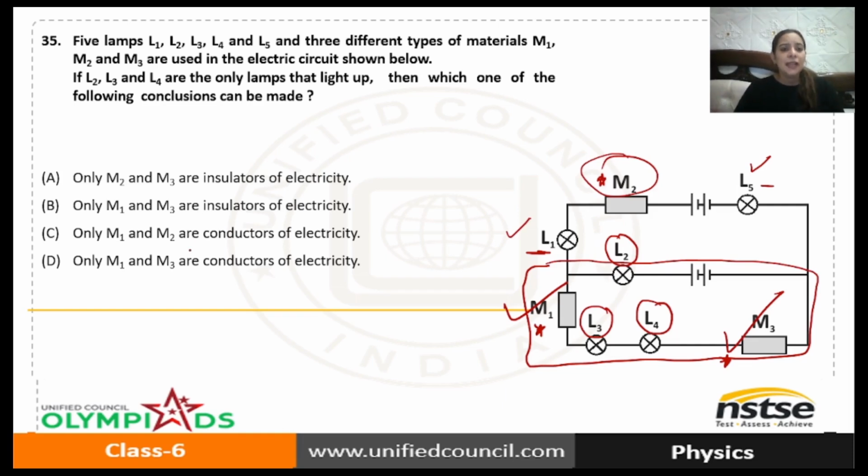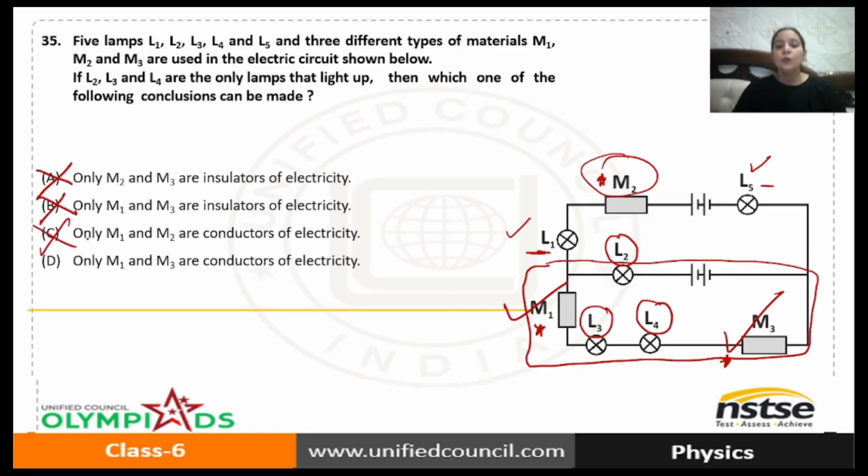So which of these would be correct? Option A states that M2 and M3 are insulators of electricity. No, M3 is not an insulator, because if M3 were, then L2, L3 and L4 would not glow. So wrong. M1 and M3 are insulators? No, they are not insulators, rather they are good conductors because they are completing the circuit.